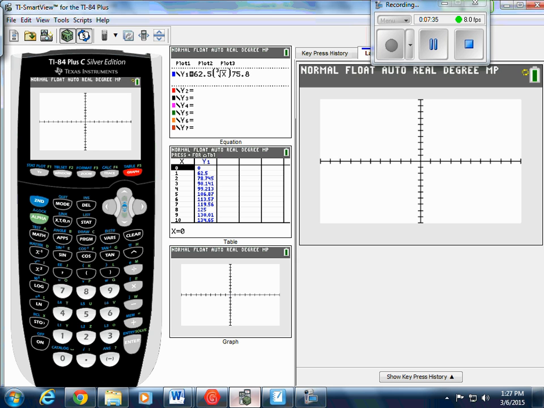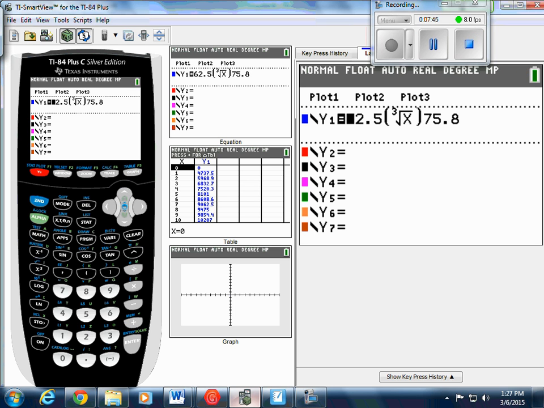All right, so we're going to look at what this graph looks like. And notice here, did I type that in? Let's come back to our graph here. Oh, I forgot to put my plus 75.8. So I got to insert that. There, now let's graph it.